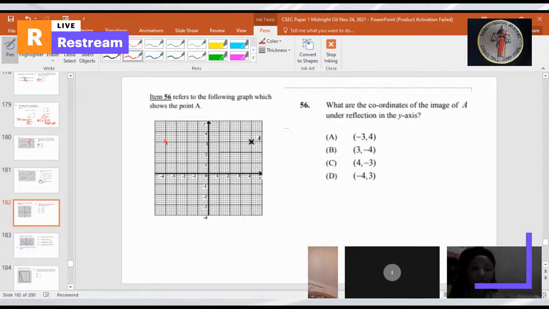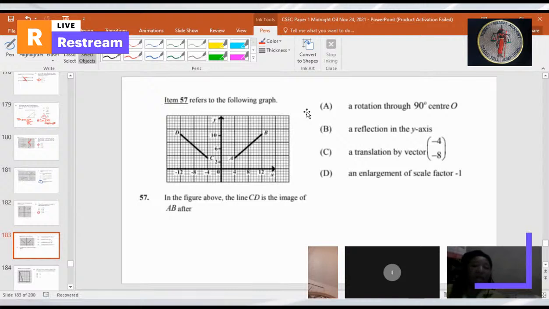Because the y-axis is the mirror line, the line of symmetry. So the new point here then would be (-4, 3). So that would be D, (-4, 3).